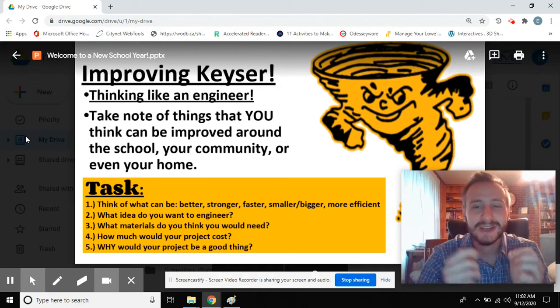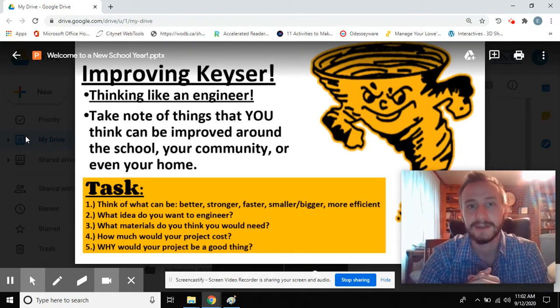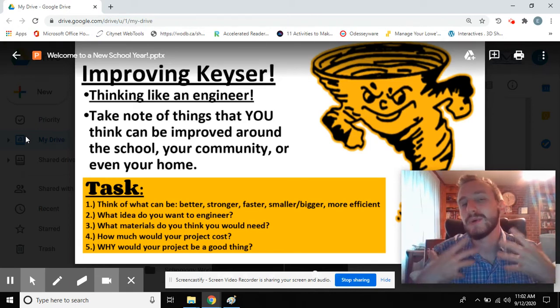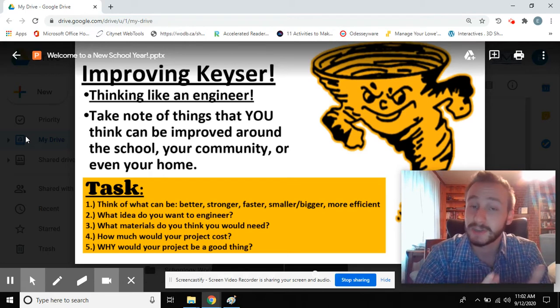And the last question is, I want you to think why. Why would your project be a good thing? Okay, because that's part of the job for structural engineers. They don't just go out and start tearing down things and building them back up. There's always a reason why engineers are thinking the way they do and working on the projects that they're working on. So that's what your assignment is.